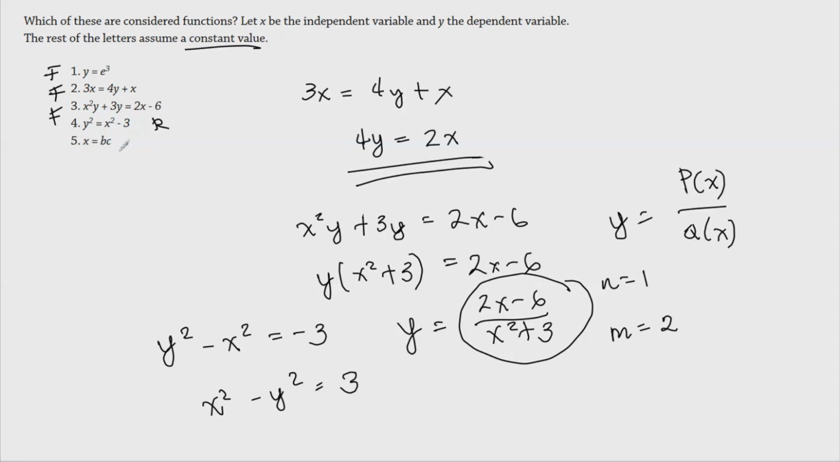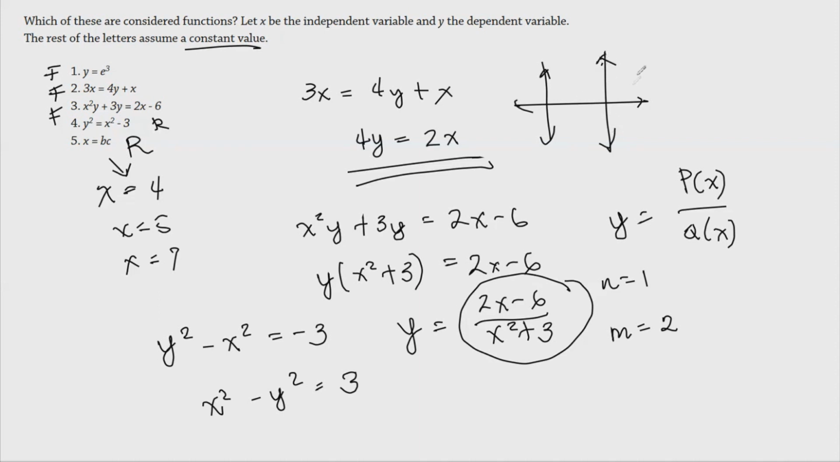The next one is x equal to bc. If b and c are constants, then we can do something like, for example, x is equal to 4. This is almost the same as this one. Or it can be x equals 5, whatever constant value it can assume. The answer is a relation, because even though it is a constant, the graph should look like this. If this is the Cartesian coordinate plane, then what we will get is just a vertical line.